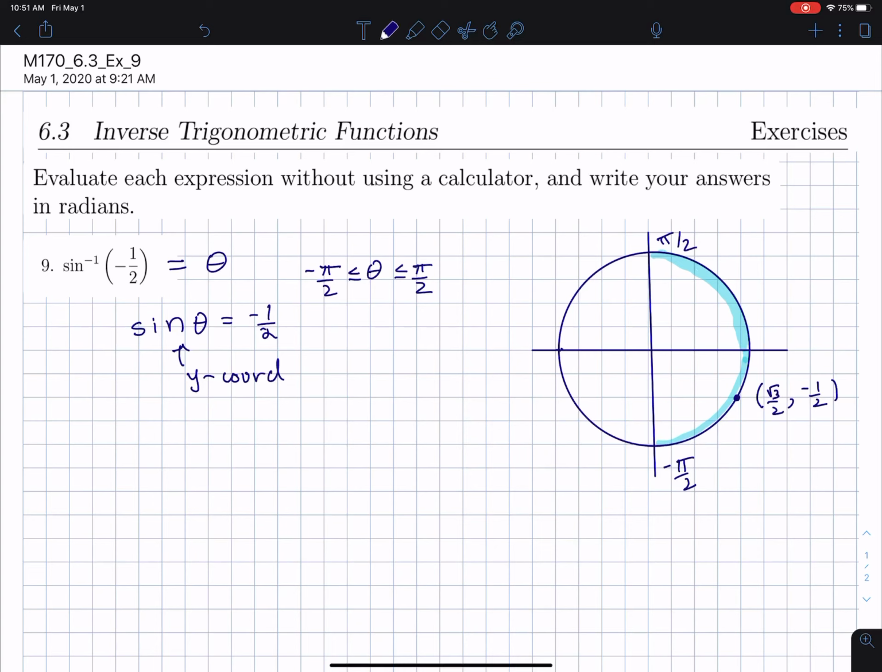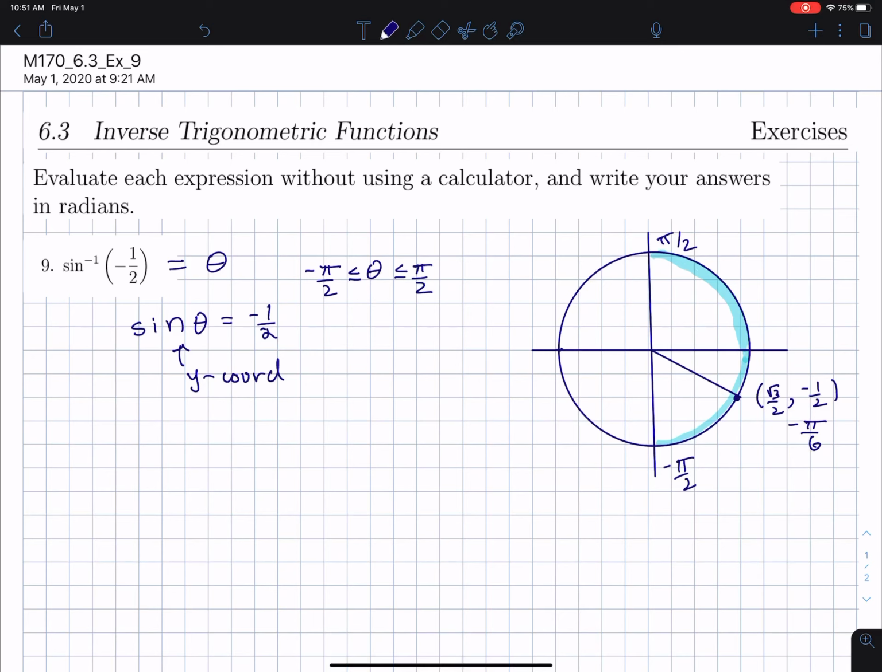And what I'm trying to get at is that you can sort of see from the shape that this is going to be -π/6. So just in terms of shapes, that's what I see, that this is -π/6.